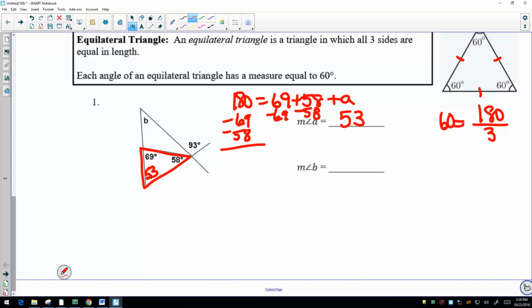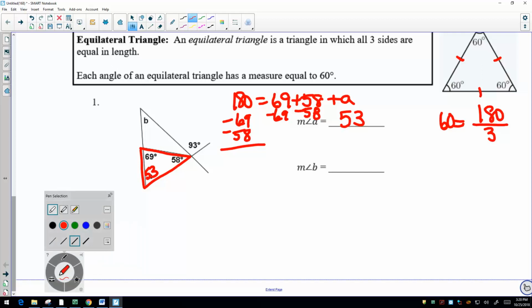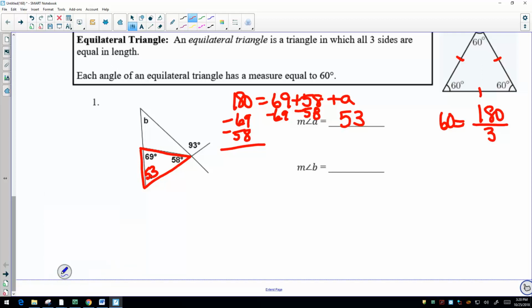But I also see another triangle, and I have to find angle B. Well, angle B, if I were to highlight that angle, looks like it's this angle right here. And if I extend this over, now I see there's another triangle. I'm looking at this angle, 93, and that to me looks like an exterior angle. So sometimes these pictures get a little crazy. We got a lot of information going on.